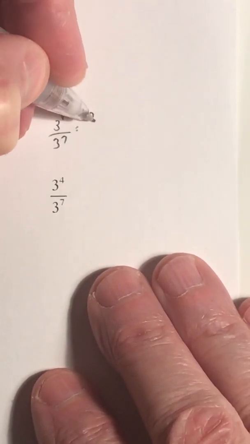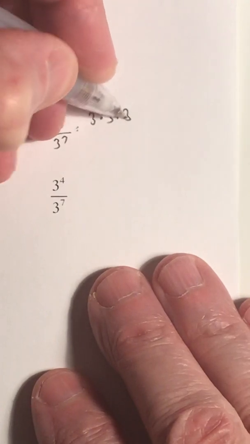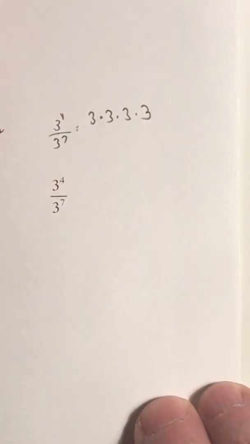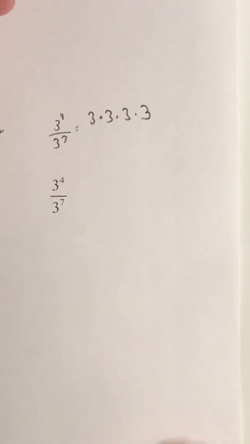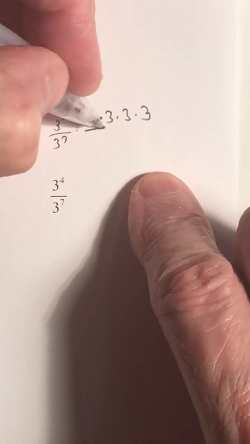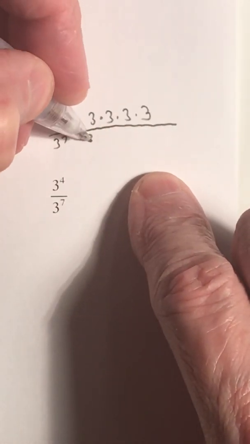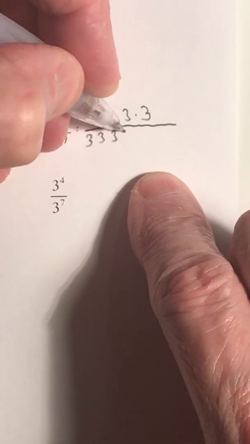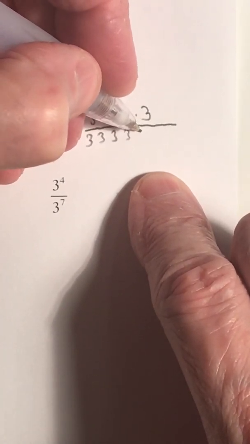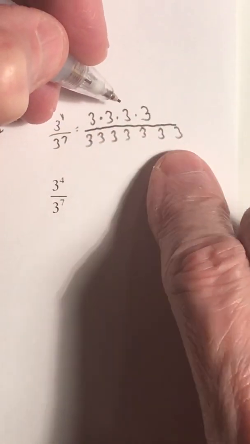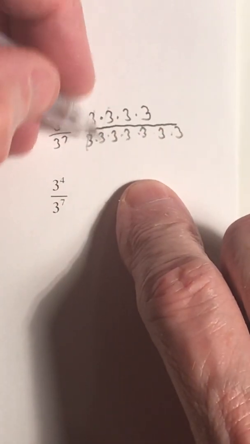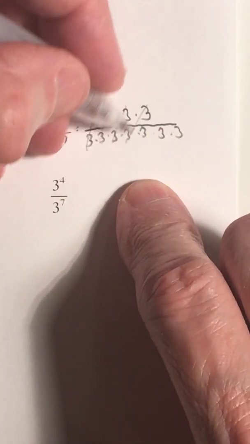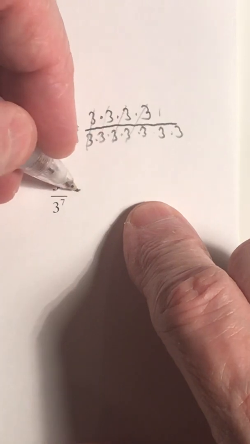This just means 3 times 3 times 3 times 3. And this means, exhaustively, 3 times 3 times 3 times 3 times 3 times 3 times 3. 1, 2, 3, 4, 5, 6, 7 factors of 3. So what do we get to do? Cancel, cancel, cancel, cancel, leaving behind 1 on the top.